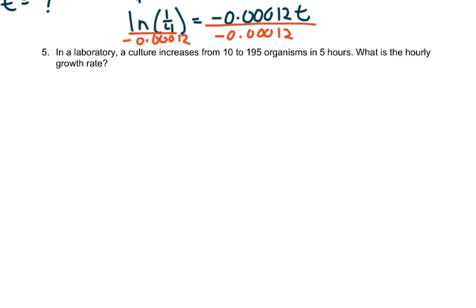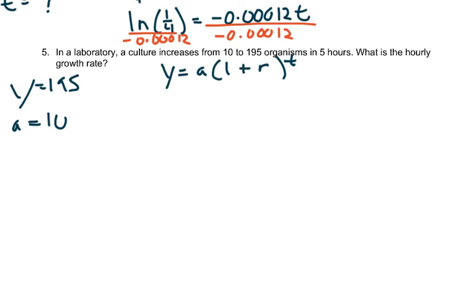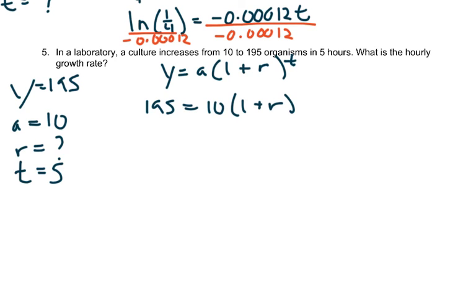All right, our last one, laboratory cultures increase, so we're using our exponential growth equation. So here our ending amount is 195, our starting amount is 10, our rate we don't know, but our time is 5. So we'll plug this in. So we'll start this off the same way. We'll divide each side by 10.